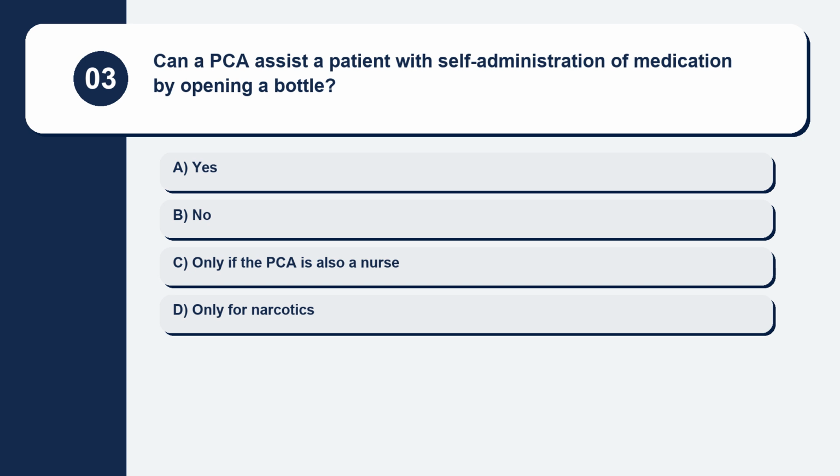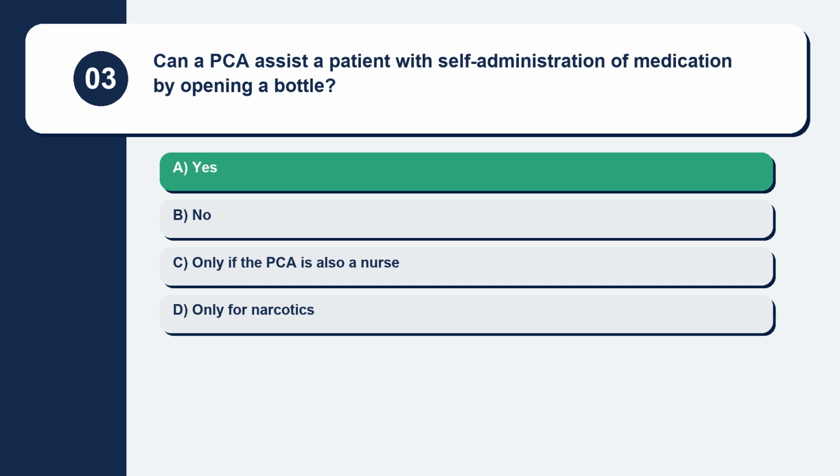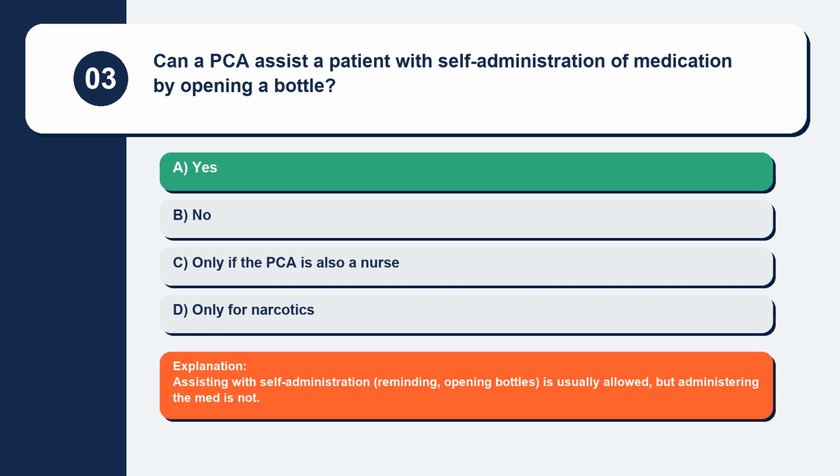Question 3. Can a PCA assist a patient with self-administration of medication by opening a bottle? Yes. No. Only if the PCA is also a nurse. Only for narcotics. Assisting with self-administration, reminding, opening bottles, is usually allowed, but administering the medication is not.